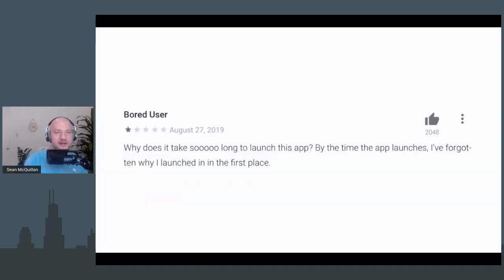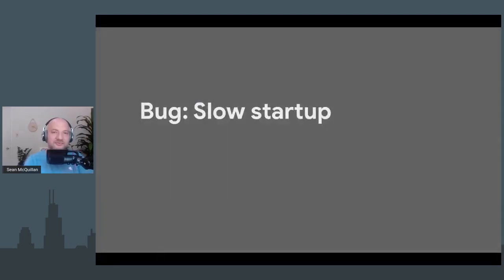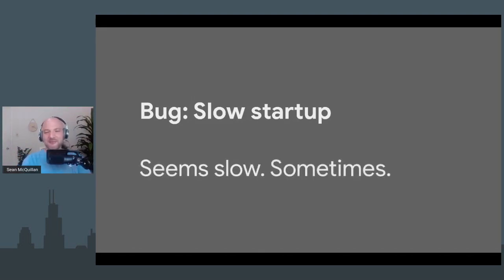So for this, I'm going to get a bug report that's going to come from an App Store review that's saying, why does this app take so long to launch? And our product manager took a look at it and filed a bug. The bug's just the title, slow startup, and the entire description is "seems slow sometimes," which I'm not super jazzed about as a bug report. The "sometimes" there tells me this is going to be maybe a more tricky thing to track down.